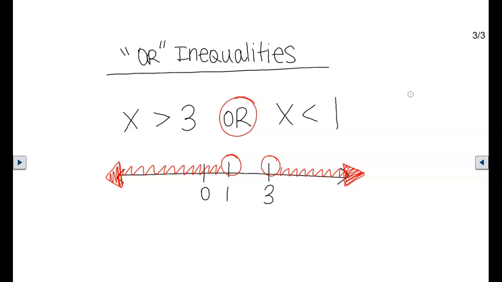For and, he's more picky. The numbers that you select have to meet both parts of it. So this is what your graph for or statements will generally look like. And I like to talk about this as being airplane wings, because I can picture those two arrows being like the wings on an airplane.